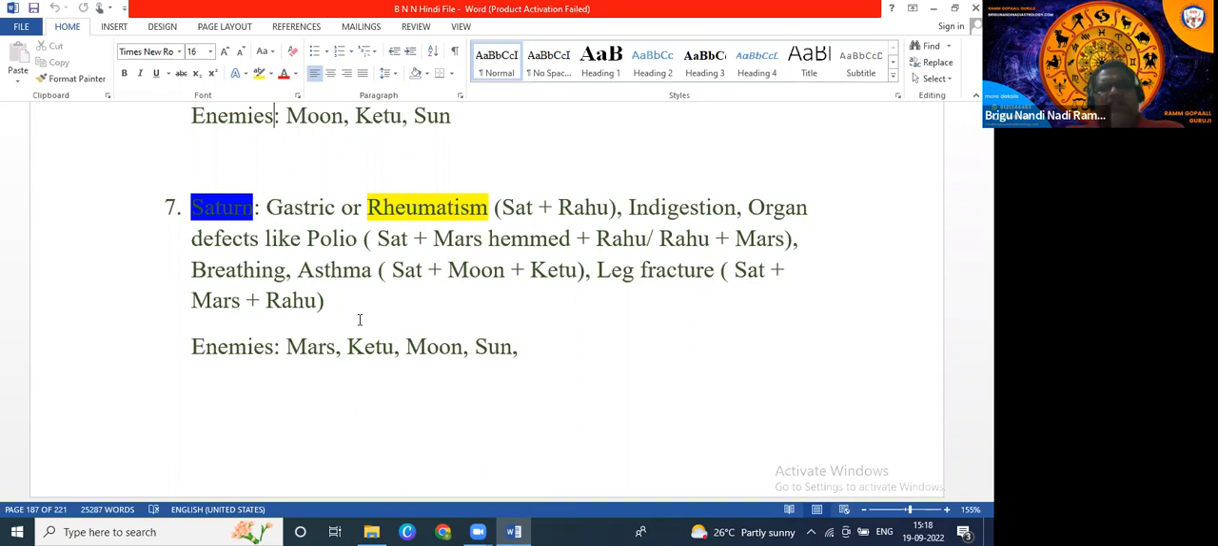Saturn governing health problems. Whatever health problem, Saturn will govern.